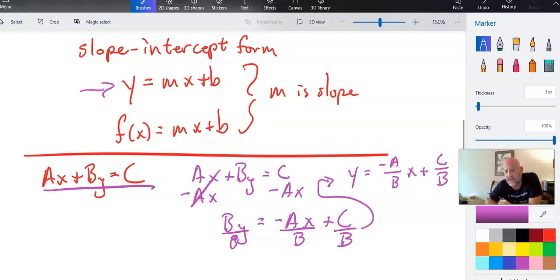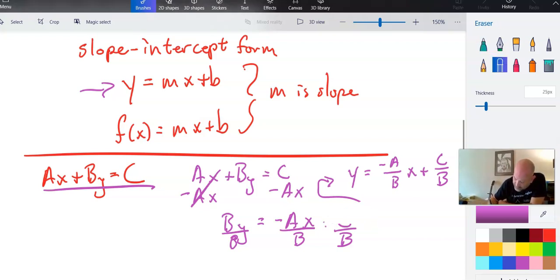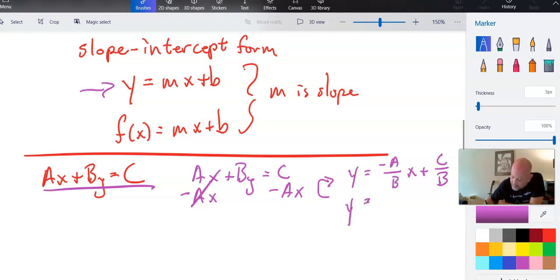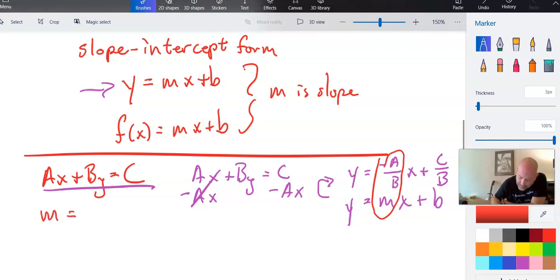Okay, that tells us two things. If I compare this, let me get some of this other stuff out of the way. Sorry, I'm erasing it. Might have been too soon, but you can rewind. Use that rewind button. Okay, so in any case, I want to compare that to y equals mx plus b. So first of all, this tells us what m is. This tells us how to find m. So m is equal to negative a over b.